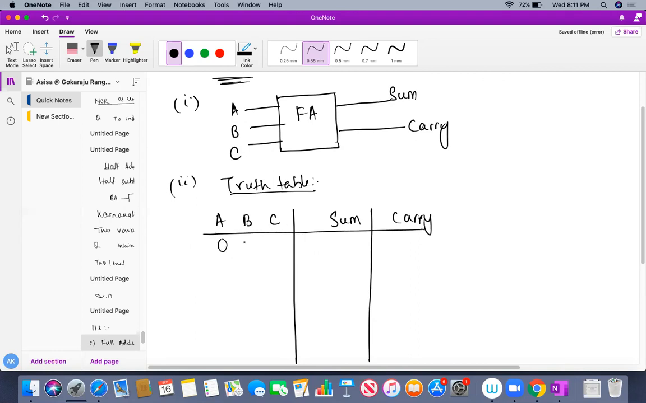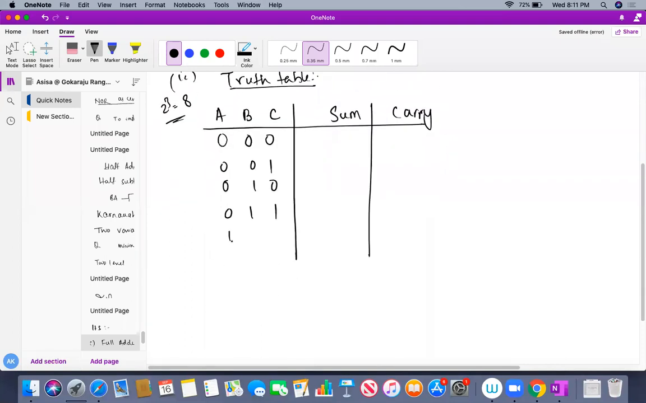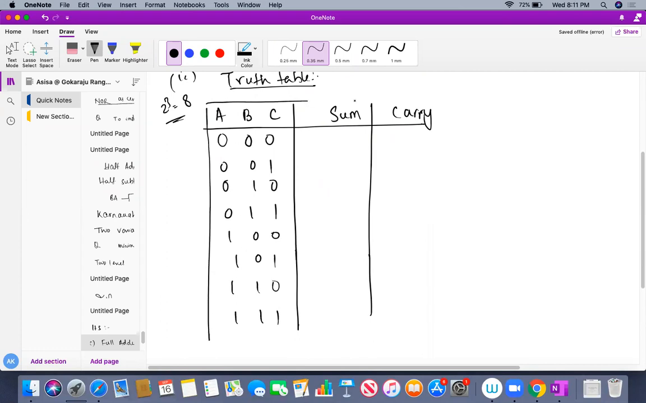So how many combinations are these? 2 to the 3, because 3 variables, 8 combinations. So obviously 0 0 0, 0 0 1, 0 1 0, 0 1 1, and 1 0 0, 1 0 1, 1 1 0 and finally 1 1 1. These are the possible combinations of my A, B and C. Okay. Now what I have to do, I have to find out sum and carry.